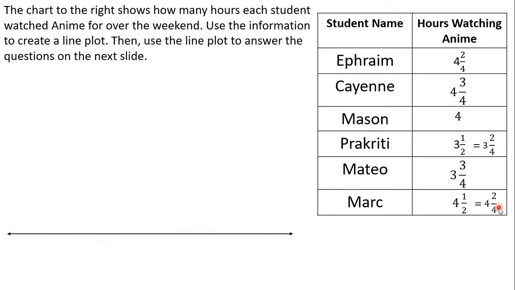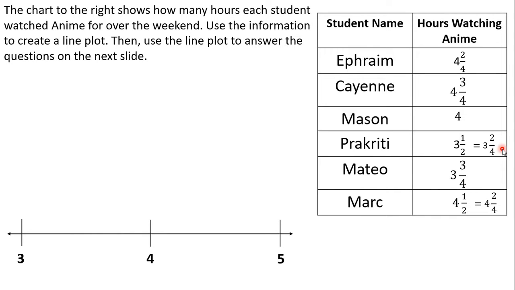We're going to create our number line down here and find the smallest fraction in our data. We can see that Creedy watched anime for 3 and 2/4 hours. That's the shortest amount of time. So we need to start our number line at 3 so that we're able to plot 3 and 2/4. Let's continue on this number line. 1 more than 3 would be 4, and then 1 more than 4 would be 5.